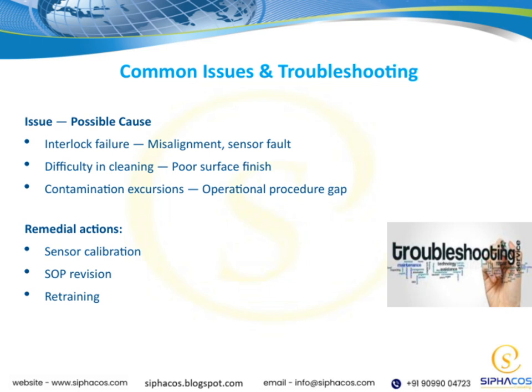We also see contamination excursions, which usually stem from gaps in operational procedures. Reinforcing proper procedures and training staff accordingly can significantly reduce these incidents. To remediate these issues, we can perform sensor calibration to ensure accurate readings, revise standard operating procedures to close any gaps, and provide retraining to ensure everyone is on the same page. By understanding these common issues and their root causes, we can maintain a more reliable and efficient operation, keeping our processes running smoothly and minimizing downtime.